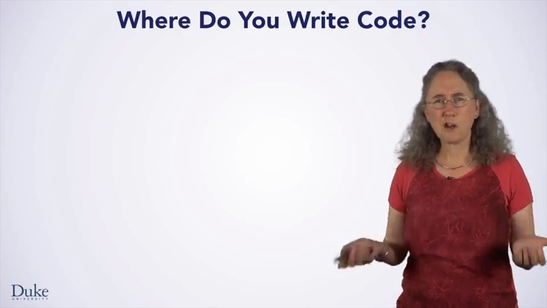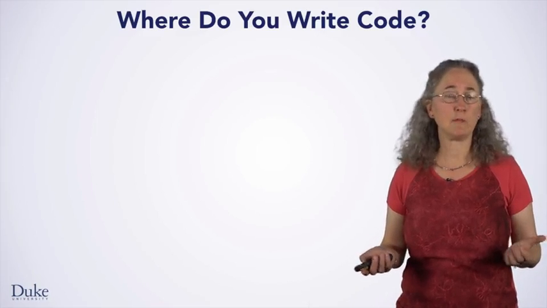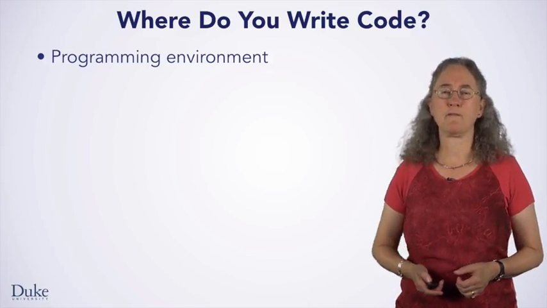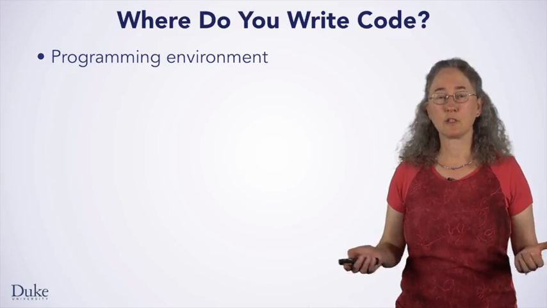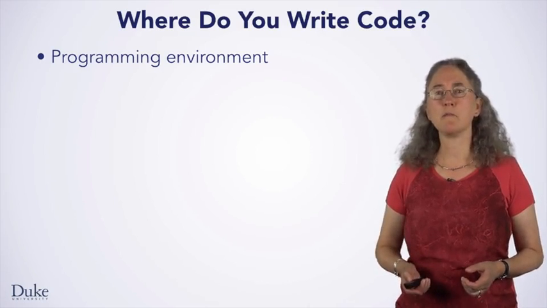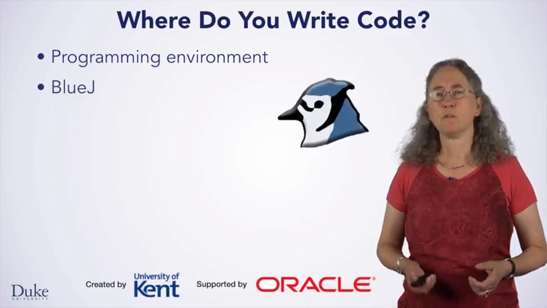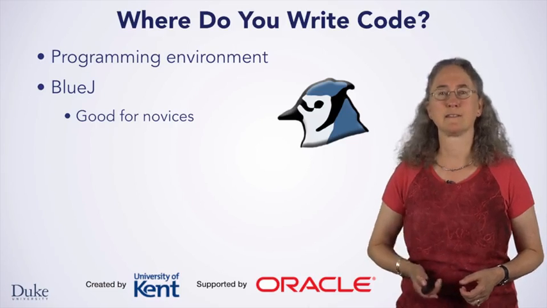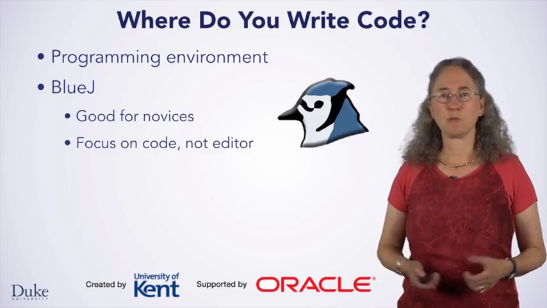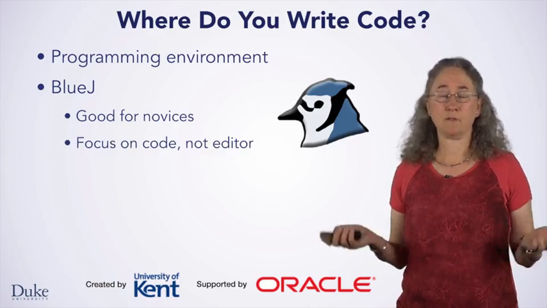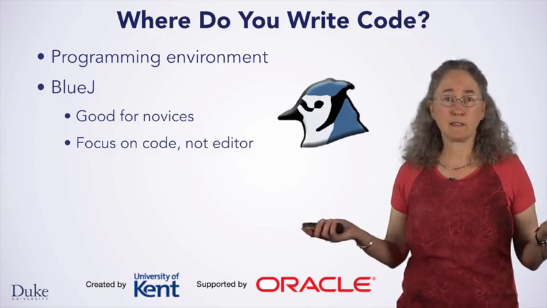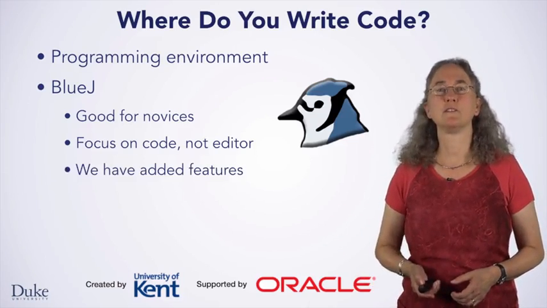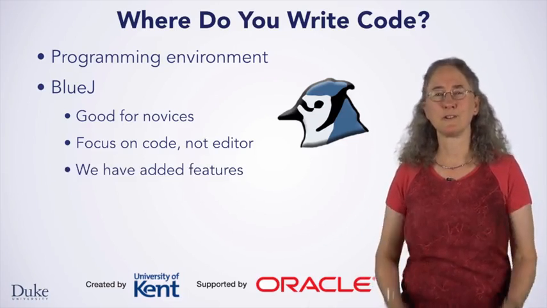So, where do you write this code that will eventually be run by the computer? Programmers write code in programming environments. In these courses, we'll be using a particular environment called BlueJ. We chose BlueJ because it's a great programming environment for novices. It allows you to start programming without having to worry about editor complexities. And we've added some special features that you'll use as you develop Java programs for this course.